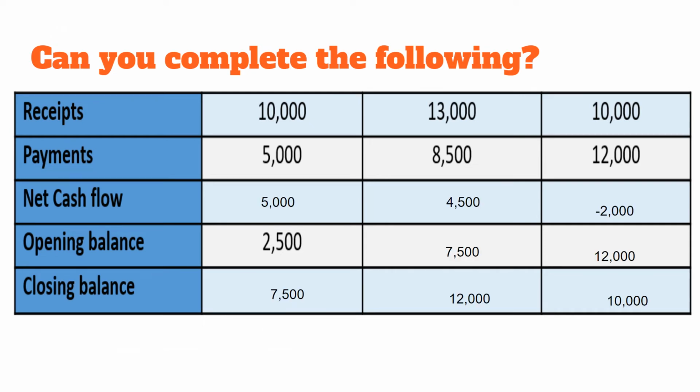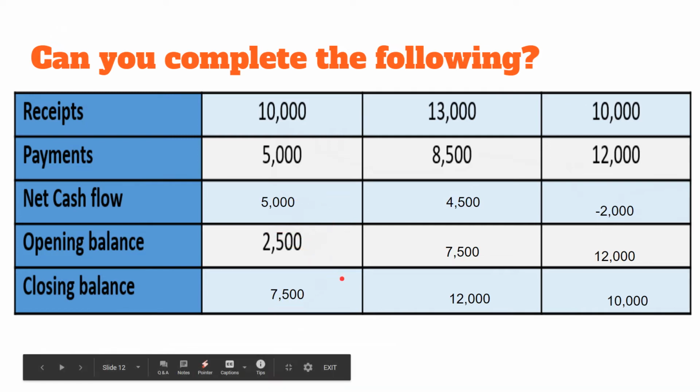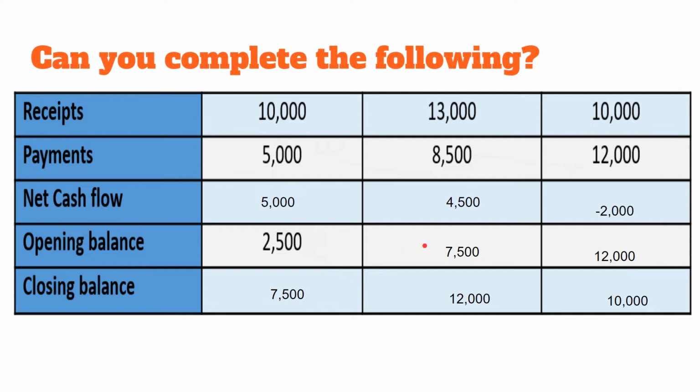Right, so here we are with the answers now, and what we can see here is receipts minus payments gives us that net cash flow position of 5,000. 5,000 is our net cash flow added onto that opening balance, of course, gives us 7,500. That then becomes the opening balance for the following month.